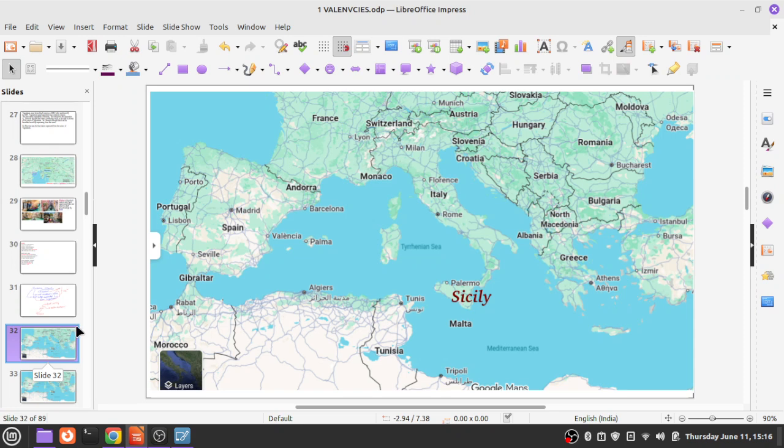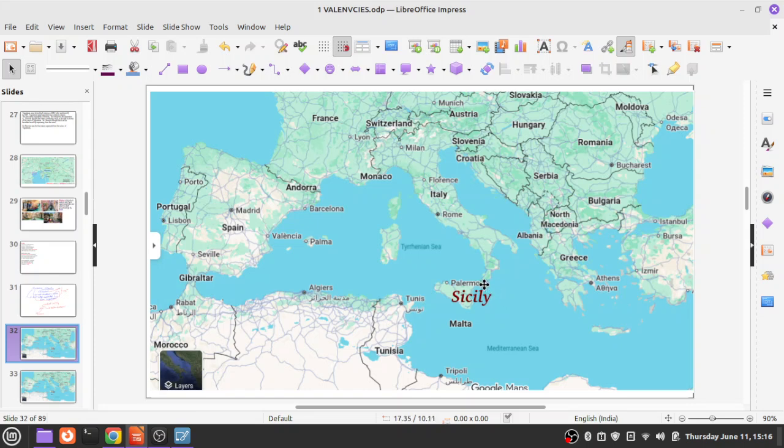Now you see the Europe map. In Europe you will find a country called Italy. Italy has an island called Sicily, just like India has an island called Sri Lanka, but Sri Lanka doesn't belong to India. Sri Lanka is a separate country, but Sicily is part of Italy.